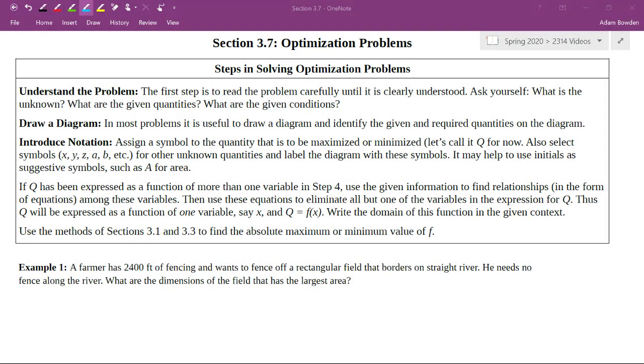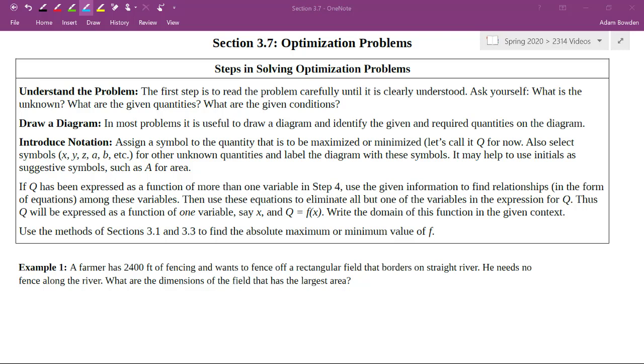So now we're going to take a look at the material in section 3.7, and this section is all about something called optimization and using calculus in order to optimize certain things. An example of this is given in example 1, but let's go through the basic outline of our thought process on these kinds of problems.